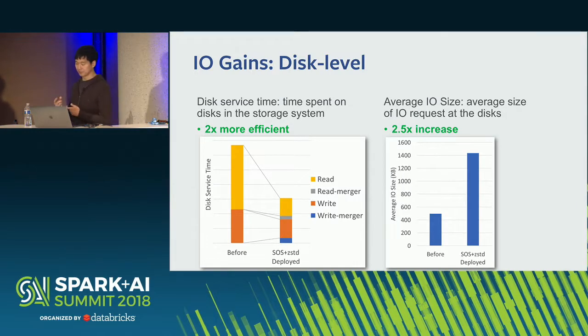Again, this is just another way to look at it. Another way to look at it is that we increase the average I/O size that the disks are doing by 2.5x. So previously, because the shuffle has this quadratic equation, we were only reading at around 500 kilobytes per I/O, but now we're up to a more healthy 1.4 megabytes.